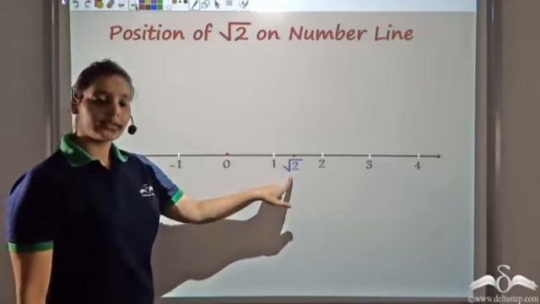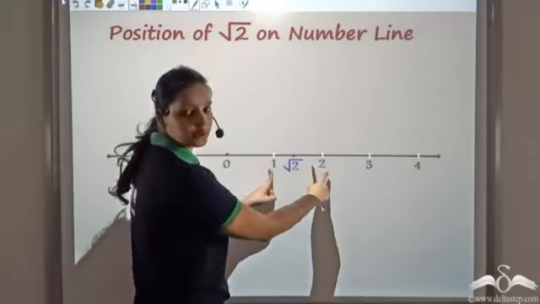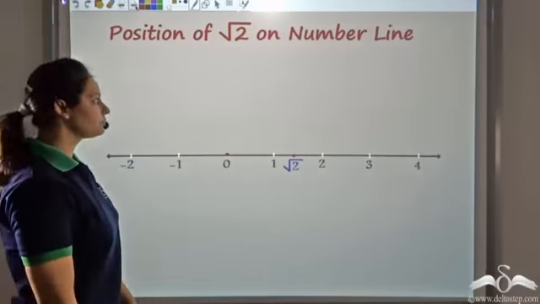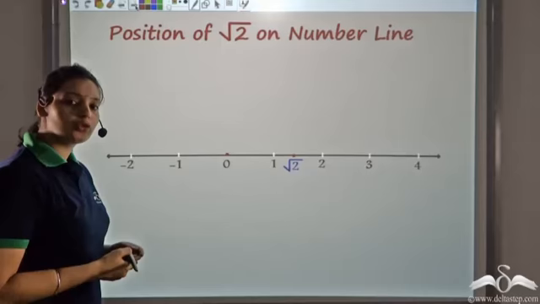So I get under root 2 on the number line, which lies between 1 and 2. Now can we find under root 3?